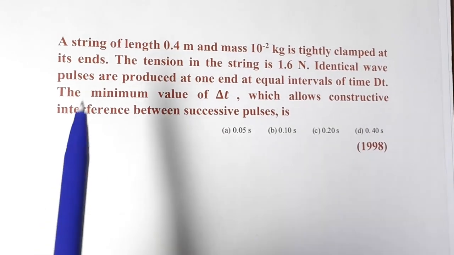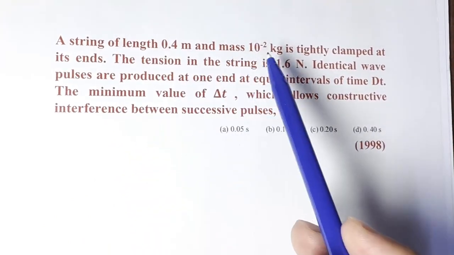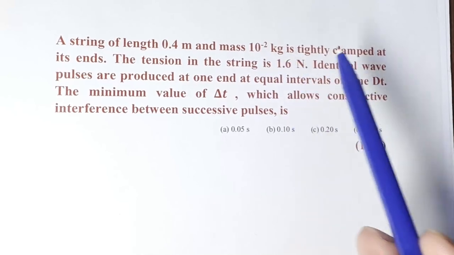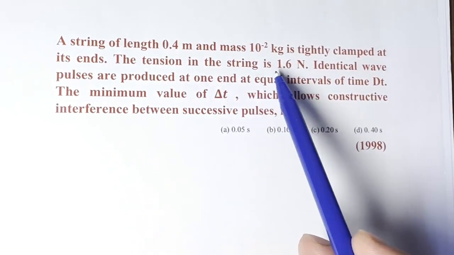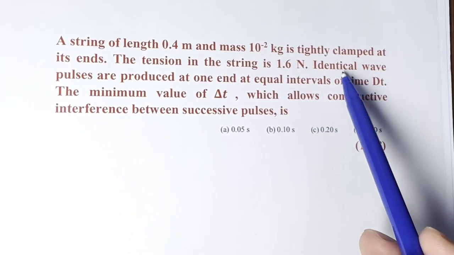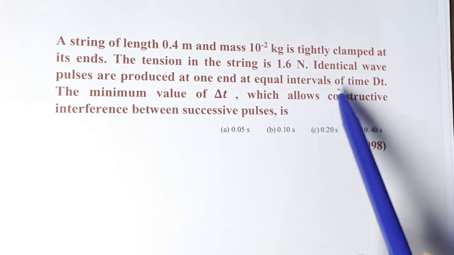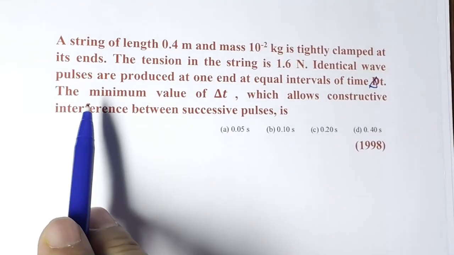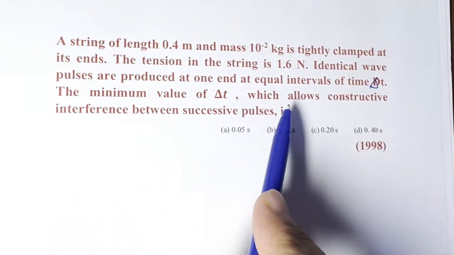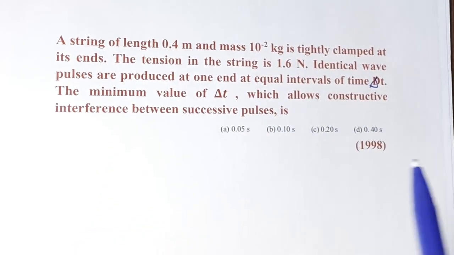Hello friends, today's question: a string of length 0.4 meter and mass 10⁻² kg is tightly clamped at its end. The tension in the string is 1.6 Newton. Identical wave pulses are produced at one end at equal intervals of time. This has to be delta t. The minimum value of delta t, which allows constructive interference between the successive pulses, is.